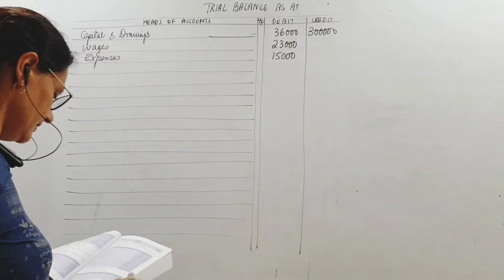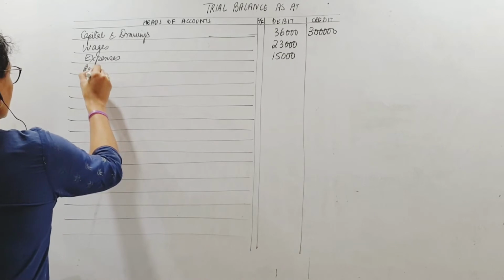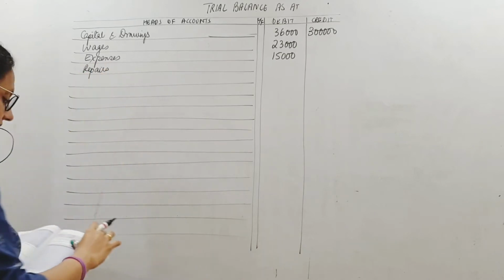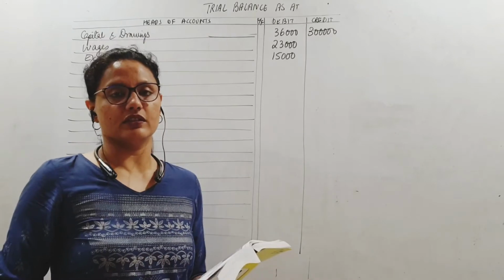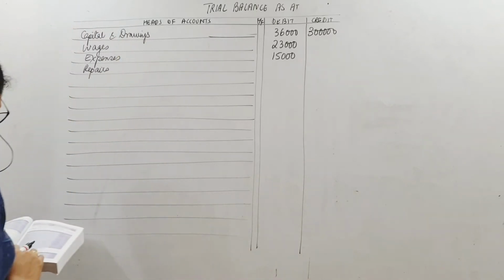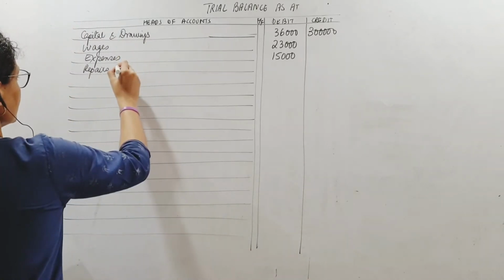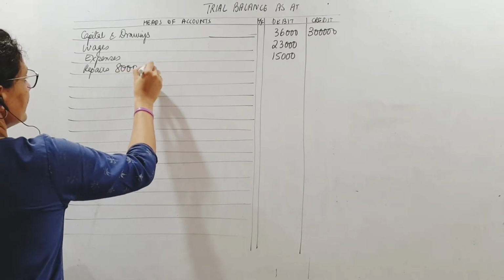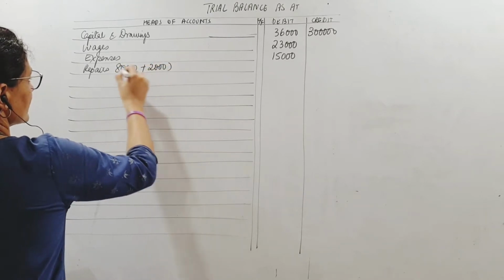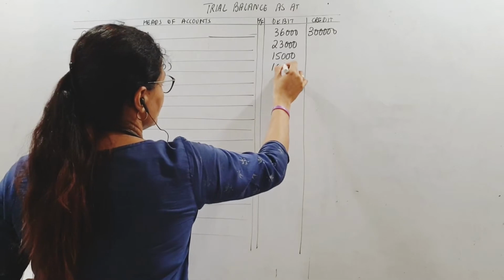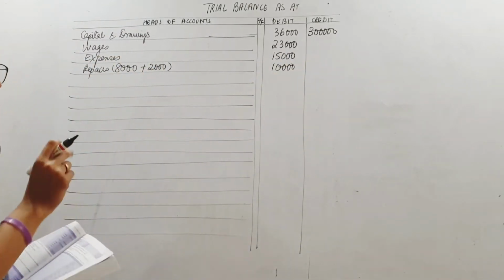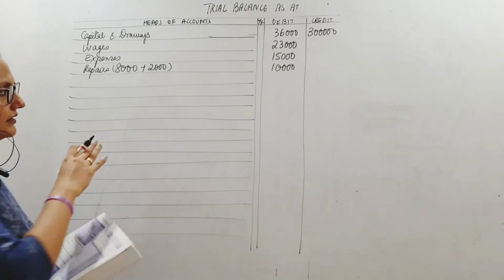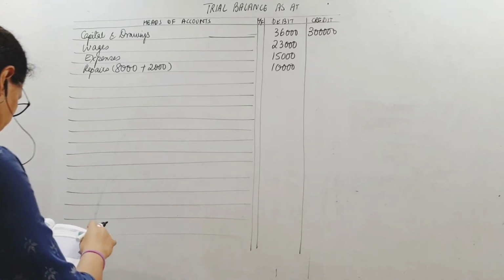Obviously, debit side. Repairs. There is a change to it. Repairs has been understated by 2,000, meaning whatever repairs is given here, it is given as 8,000. Understated meaning 2,000 less. Ideally, repairs should be 10,000. Correct? Since that was understated meaning total less. So we have corrected it.